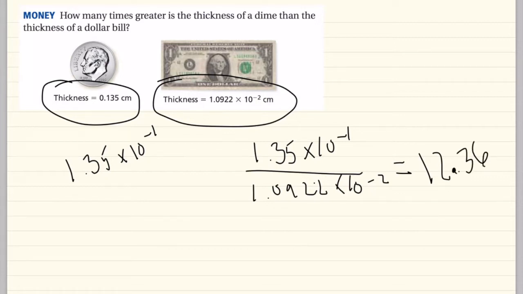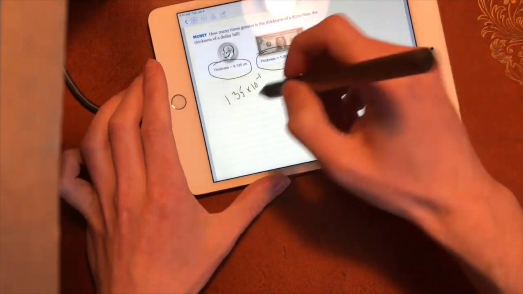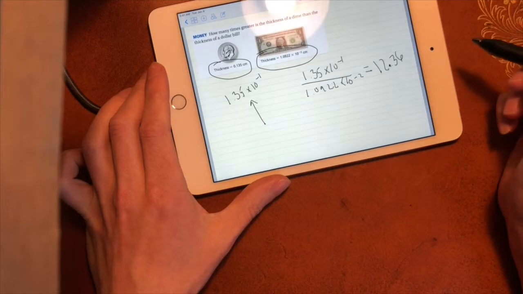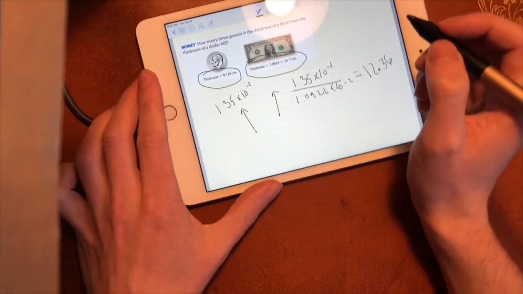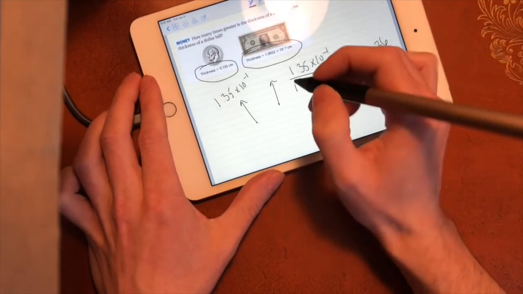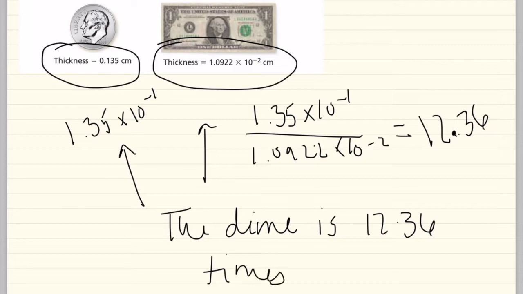And what that means for us is not 12.36 centimeters. What that means for us is that the dime is 12.36 times thicker than the dollar bill. So if we were to write an answer to this in an exam, we would say the dime is 12.36 times thicker than the dollar.